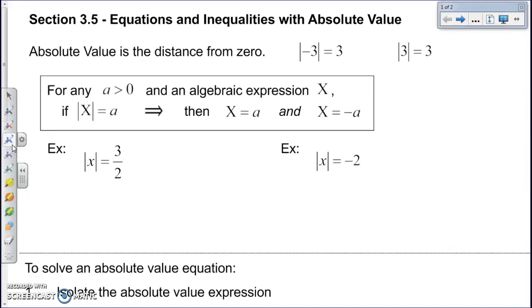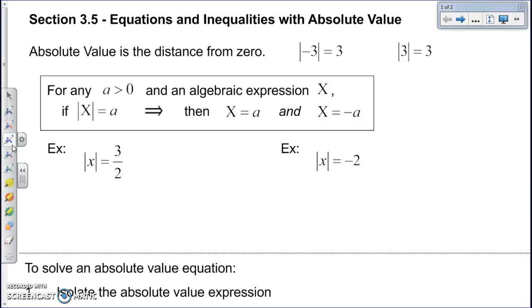Hi, this is Mrs. Bajan, and I am going to help you learn how to solve equations and inequalities with absolute value today. So, as you will recall, absolute value is the distance from zero on a number line. So, distance is never negative, distance is always positive, right?